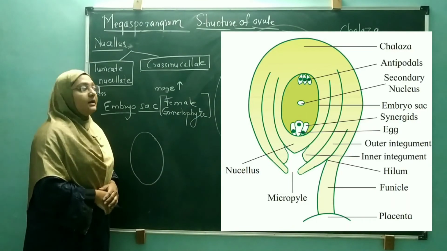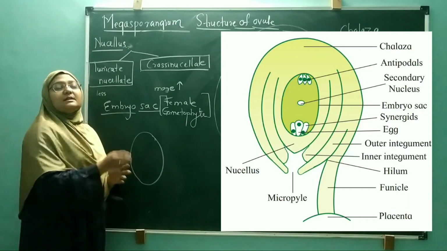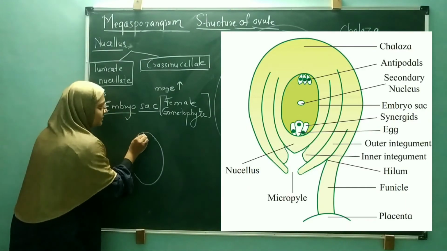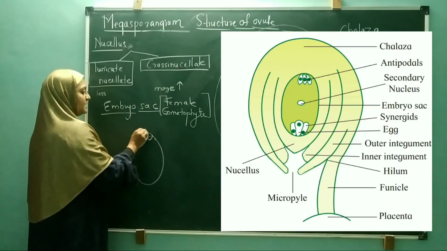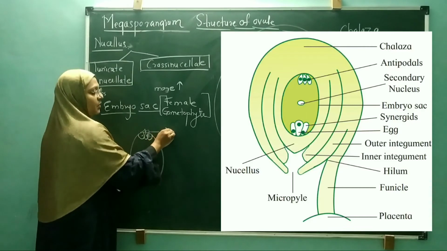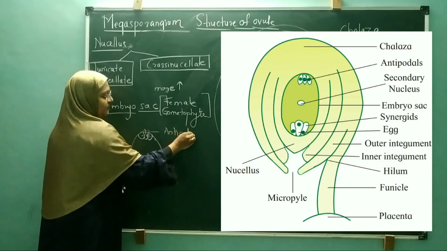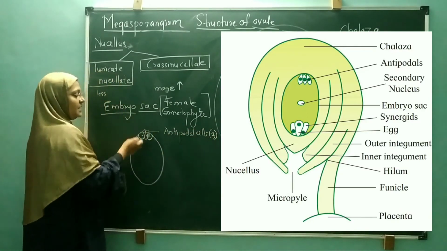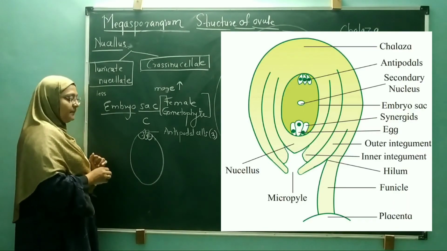This embryo sac, which is called a female gametophyte, contains 7 cells. 3 cells at the chalazal end. Observe over this one. These 3 cells are called the antipodal cells. That is the 3 cells at the chalazal end. That is the C end, the chalazal end. Consider C means the chalaza.